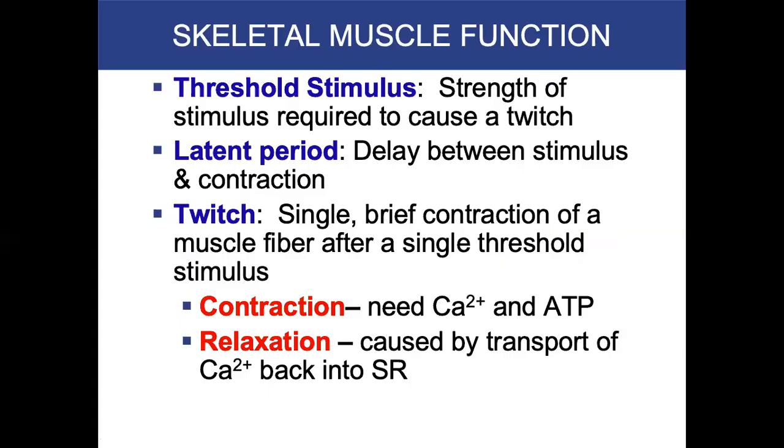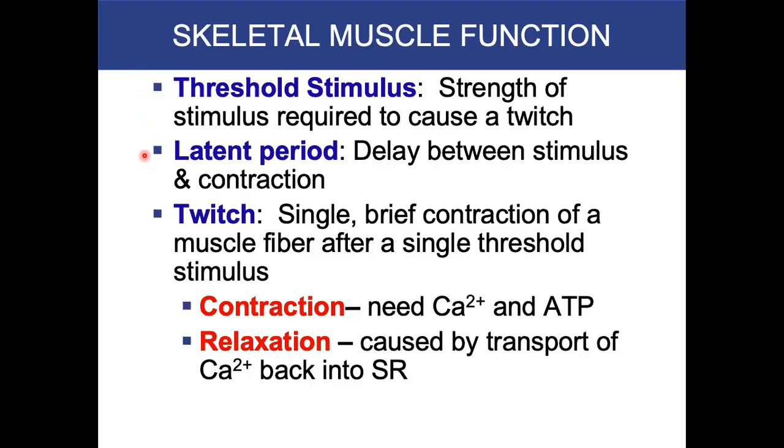Okay, so the threshold stimulus. Let's cover a little bit of this basic information. The threshold stimulus is the strength of a stimulus required to cause a twitch. We know that for excitable cells, negative 55 millivolts is threshold. There's a certain threshold that you have to meet in order to get a twitch of a muscle cell or muscle fiber. Okay, so we're talking about a muscle fiber.